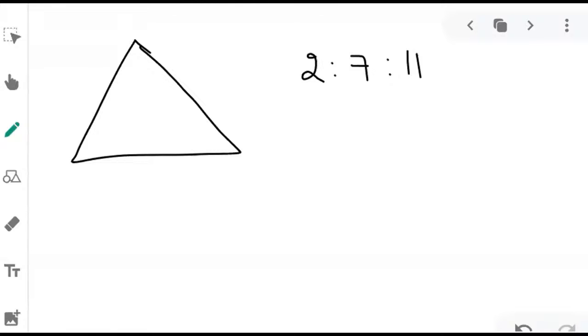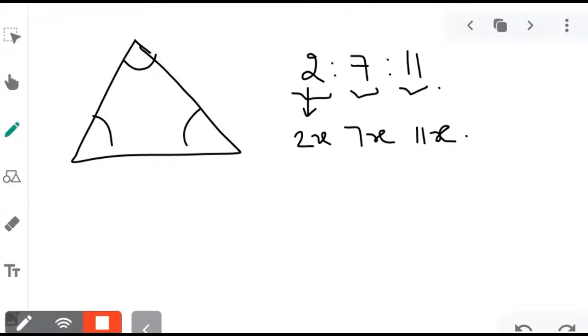So when you are finding the actual values of these, what do you do first thing? First thing we take is unknown x. So these actual numbers will be 2x, 7x and 11x. Do we remember this? Yes, ma'am. What is the unique property of angles of a triangle?